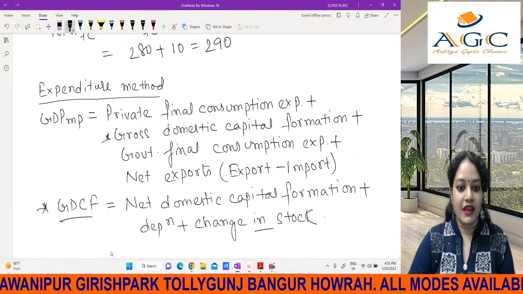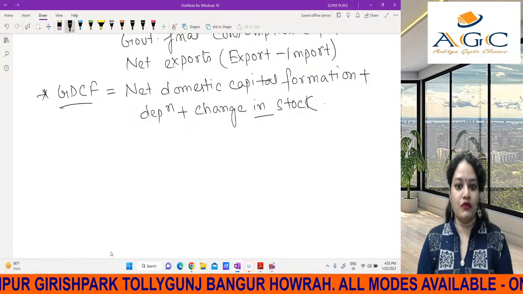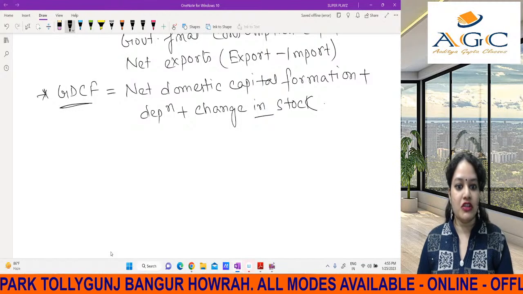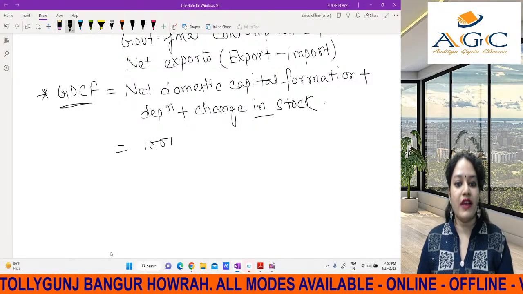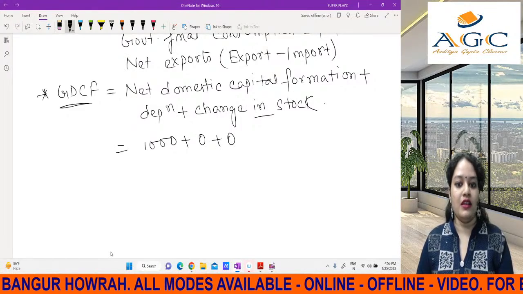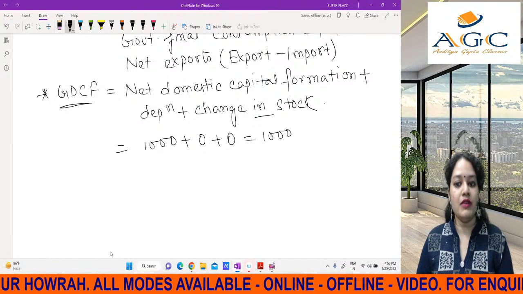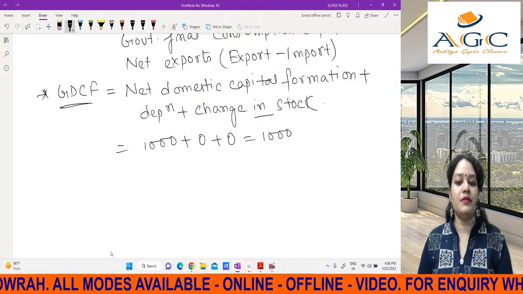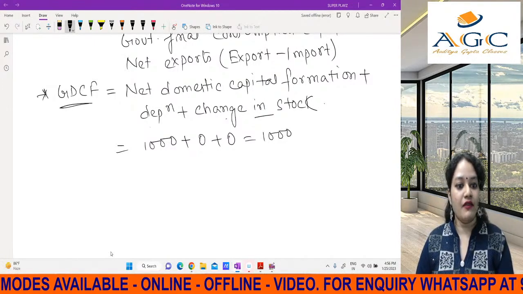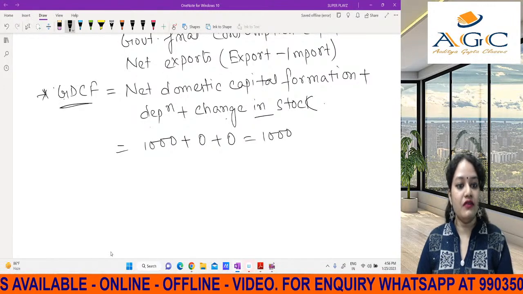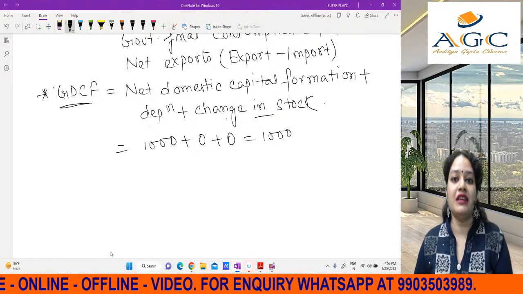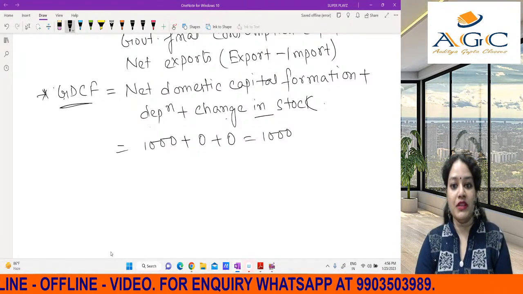Is it clear? Okay. Just to remove your confusion, suppose gross domestic capital formation is not given, and net domestic capital formation value is 1000, and you are not given your depreciation as well, and you are not given your change in stock as well. In that case, the value would be 1000 for gross domestic capital formation. And if depreciation and change in stock are given, then the value would be something else. Is it clear? You have to look for this value first, and if this is not given, then these three values. And whatever value is not given, you will be taking that to be 0. I hope it's clear to everyone.